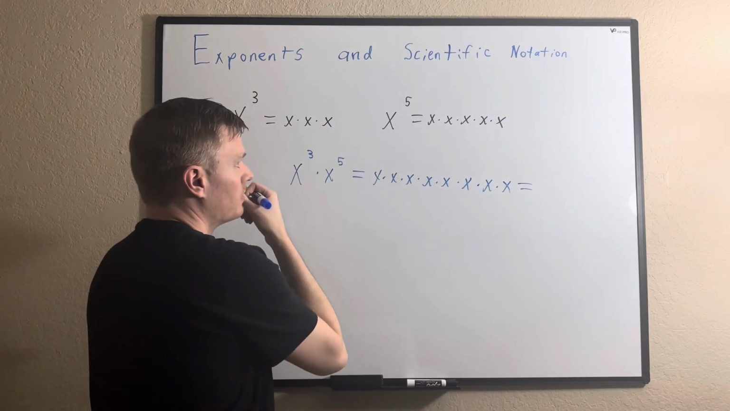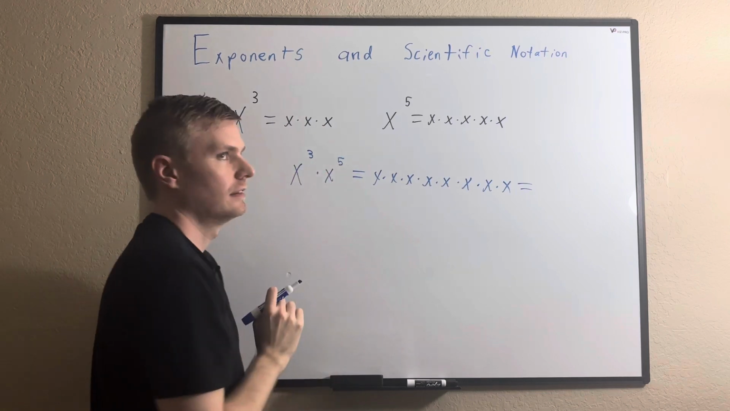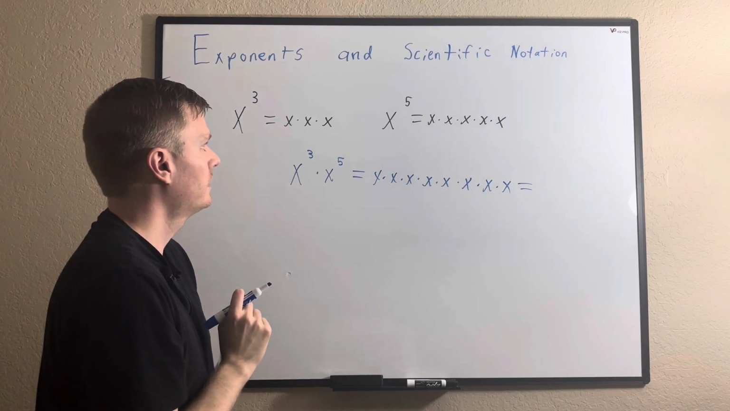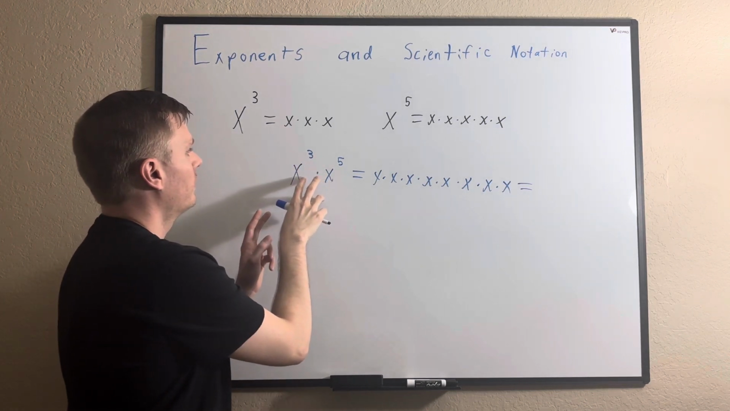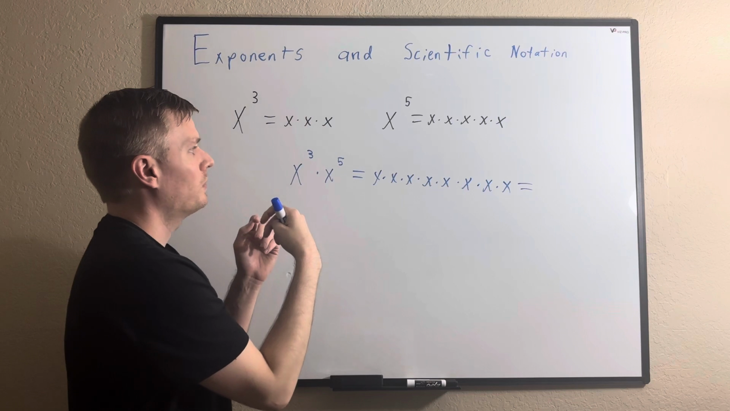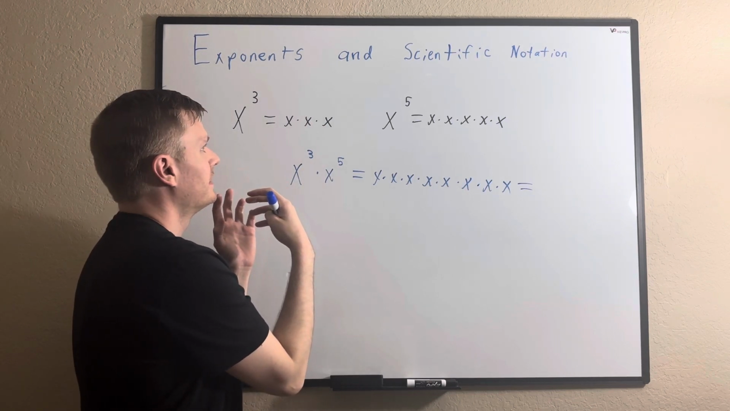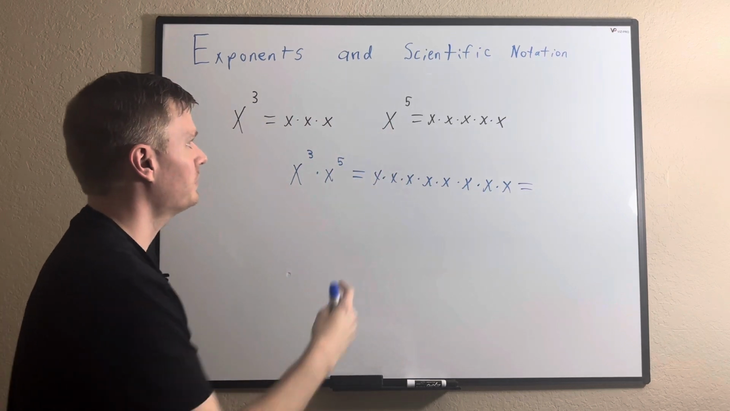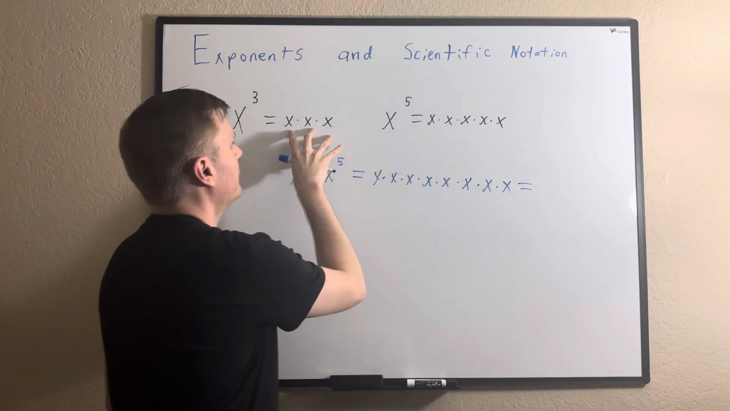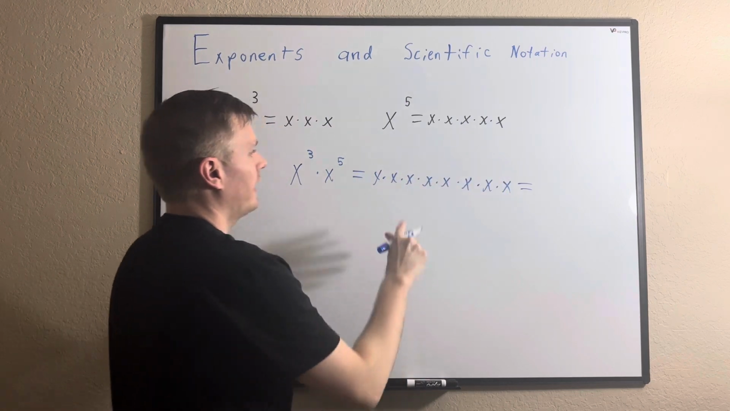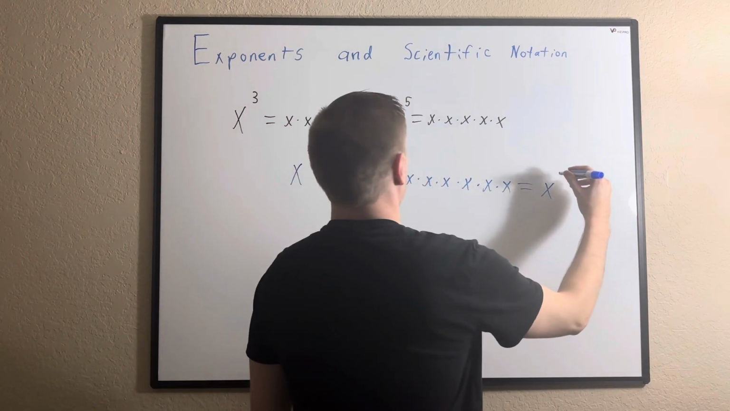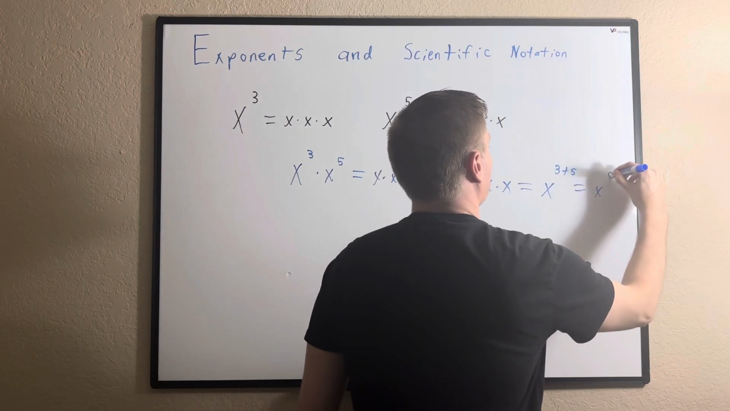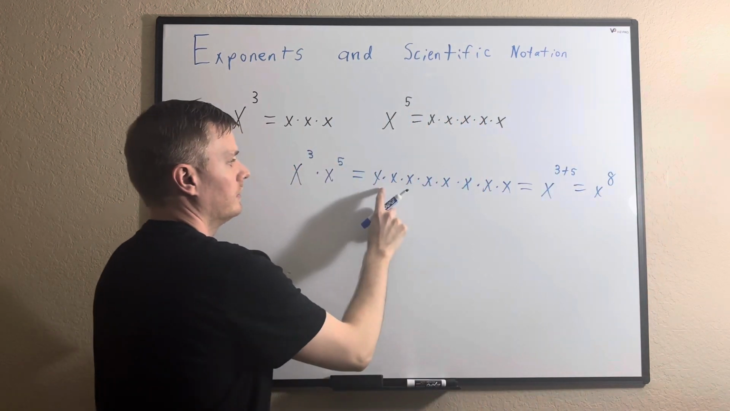Or we would just be adding the exponents, right? Because we're not taking these and multiplying them by themselves. We're just multiplying these 3 times all these 5. So we get x to the 3 plus 5, or x to the 8th, because there's 8 x's there.